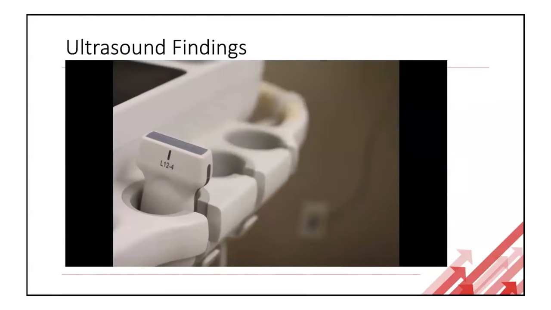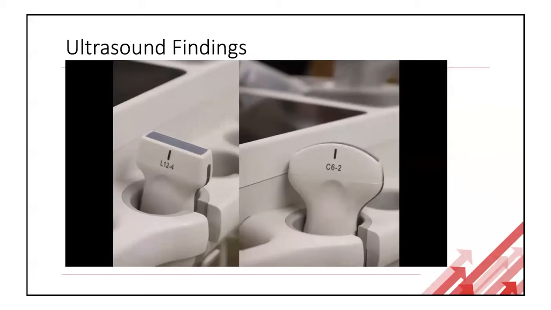Your go-to probe should be the linear probe. This probe is great for superficial structures and will give you really good resolution of the pleural line. In a pinch, or if you're at the end of an EFAST exam, the curvilinear probe will definitely work.